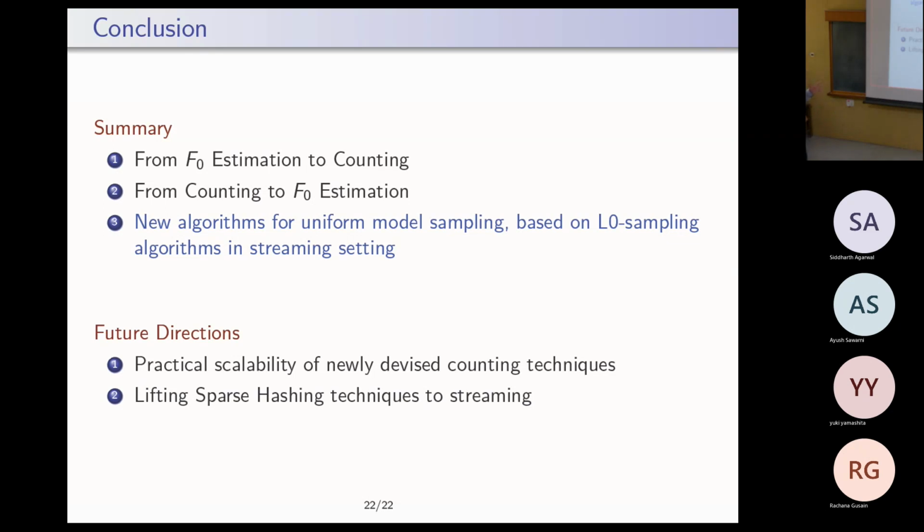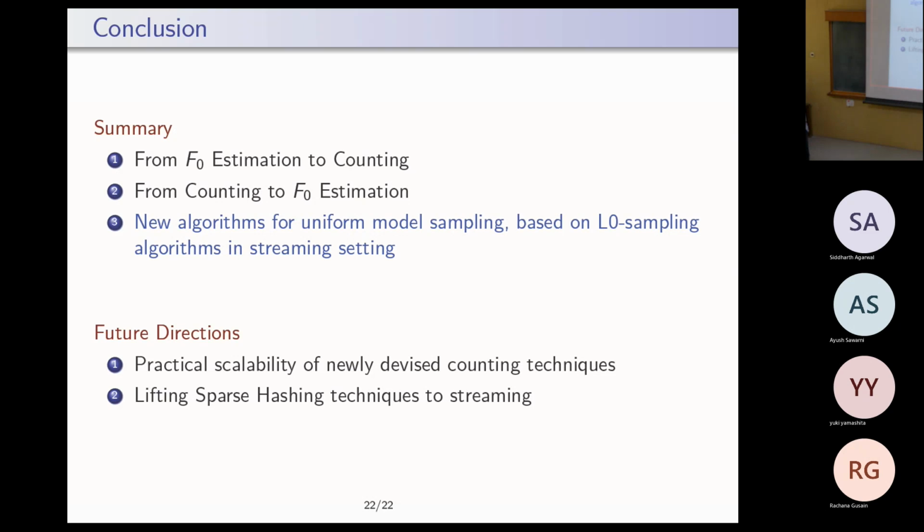we are seeing whether this connection that we have found here, as well as other F0 estimation algorithms, can help. For example, in practice, people use an algorithm called HyperLogLog for F0 estimation. One can create a model counting algorithm based on HyperLogLog, and it seems from preliminary experiments that it does as well as the state of the art. So we are exploring further.